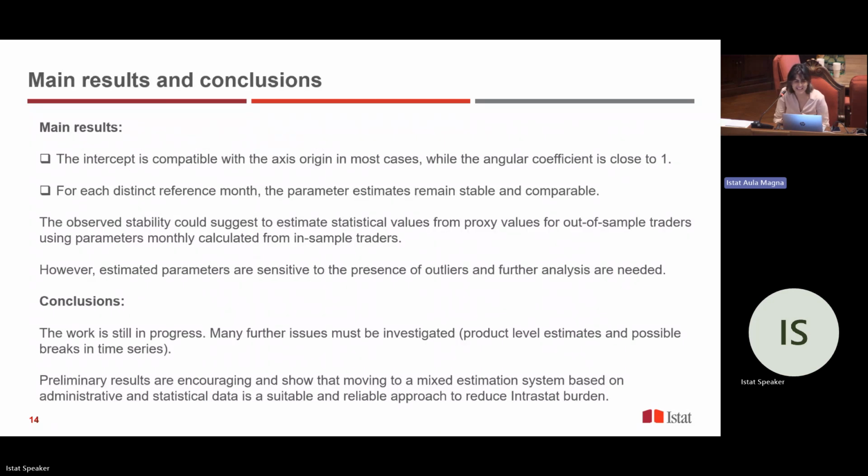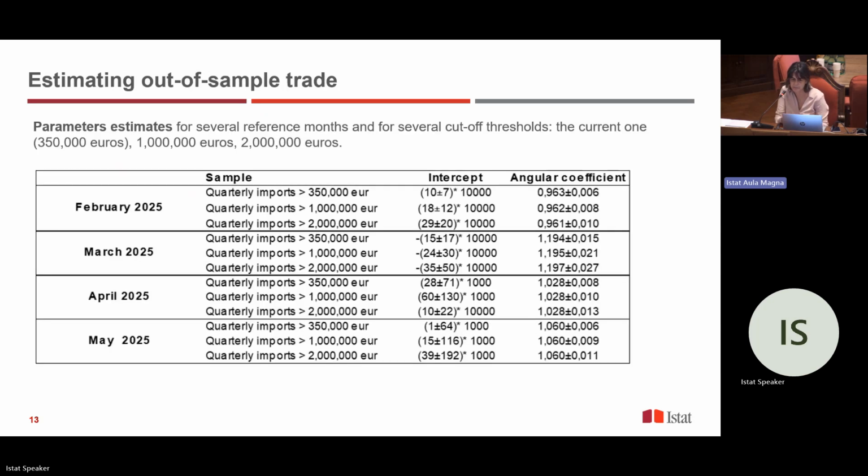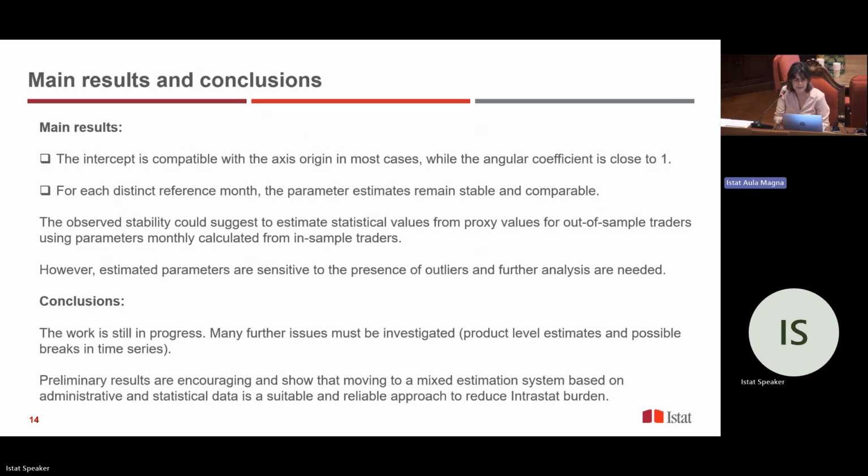And that's it, conclusions. So the result is that the intercept is compatible with the origin axis, and the angular coefficient of the linear model is very close to 1. And the good news is the stability also of these parameters, for each reference month, they are not very sensitive to the different threshold, so they are compatible. And this is still an ongoing work.